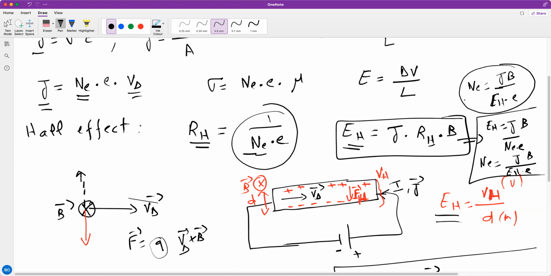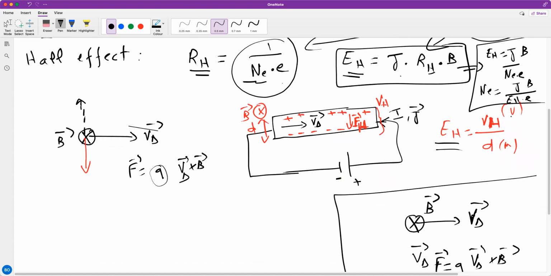So this, you can easily get it from here and from here. You don't have to memorize it. Once you have this and this, you can get it, right? Did you understand? Yes. Okay.